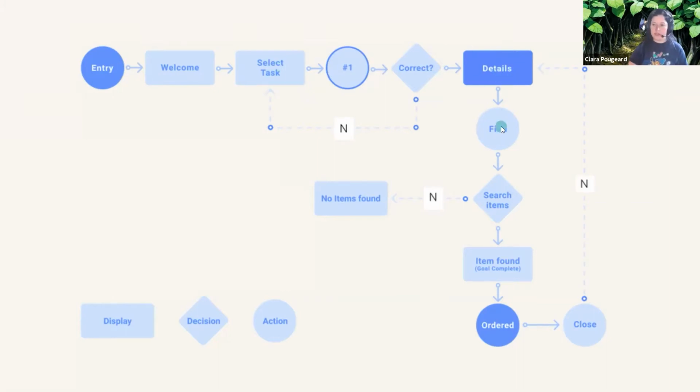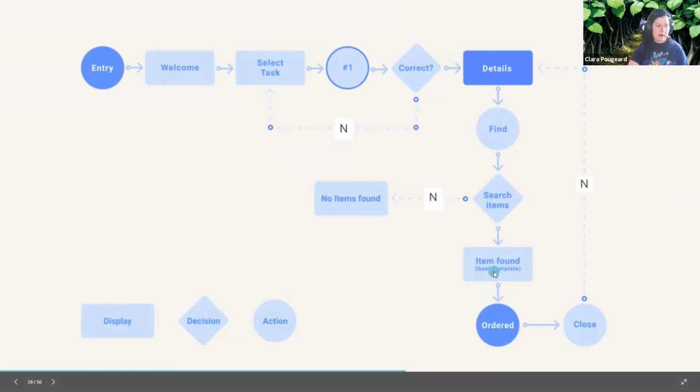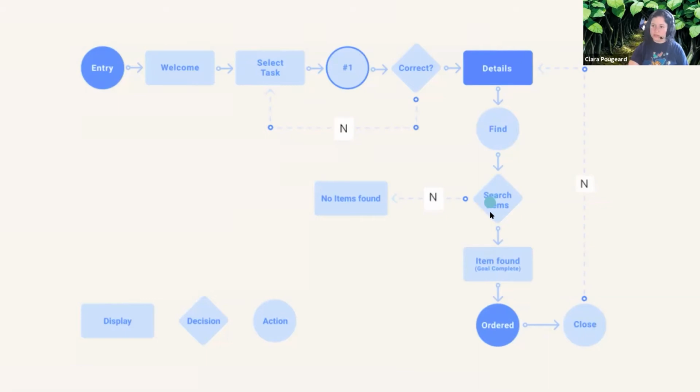we can prompt the action that you can find something. So you can click on that little loop thing that tells you, okay, search for a product on this website, for example. And then from here, you can search item. If we find an item, great, the goal is complete. Then you can order a clothes. If we search an item and it's not here, then we'll display something like no item found. And I'll probably go back to search items after that.